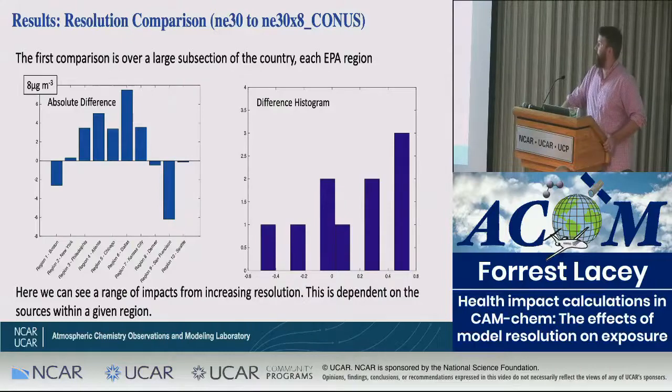So here, we're getting up to an 8 microgram per meter cubed in population-weighted PM2.5 difference just between the 1 degree model and the regional refined model for each individual EPA region. And then now we're showing the difference histogram. That's the factor that they're different. So it goes up to a factor of about 0.5, both in the positive and negative. So that's a 50% uncertainty depending on what model iteration you use.